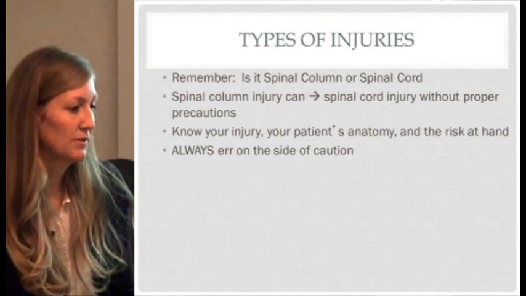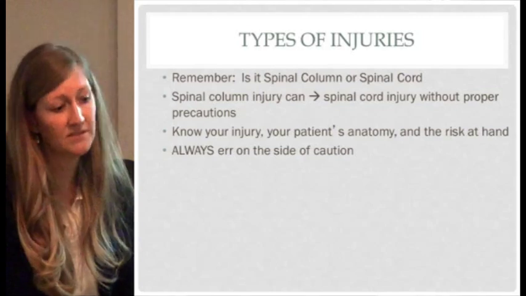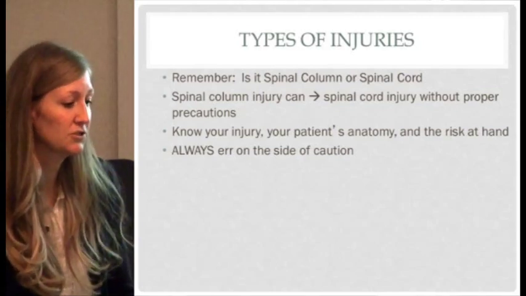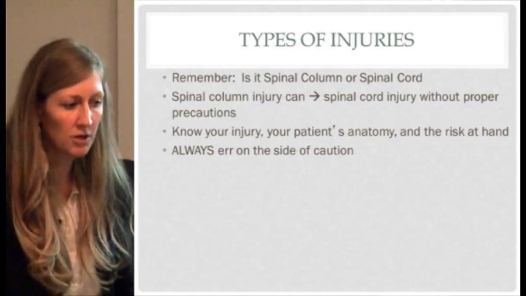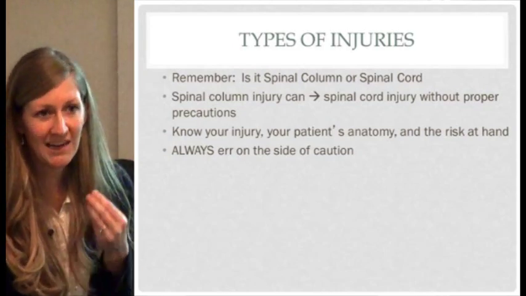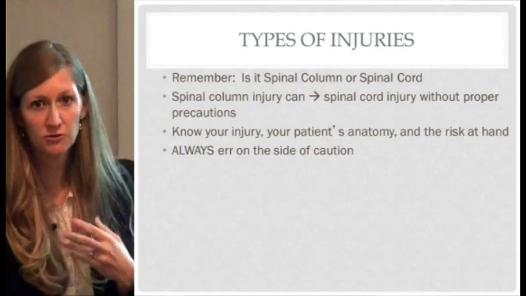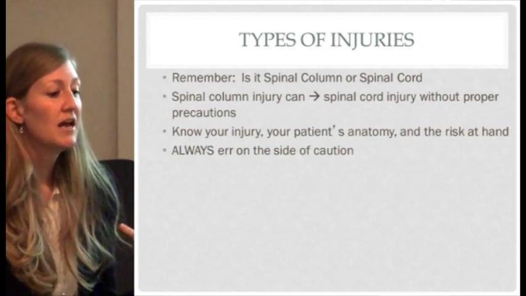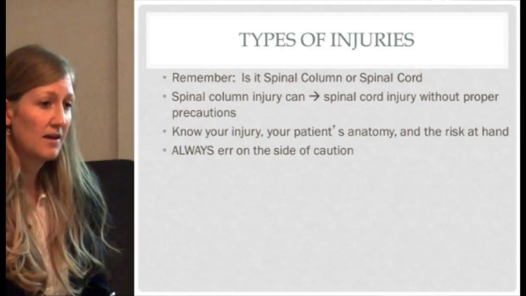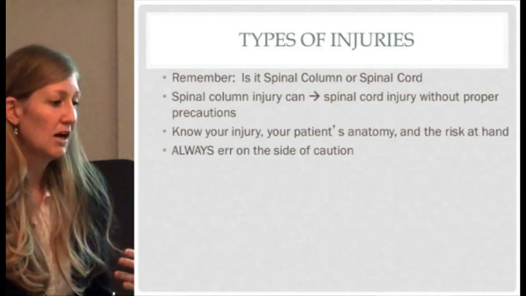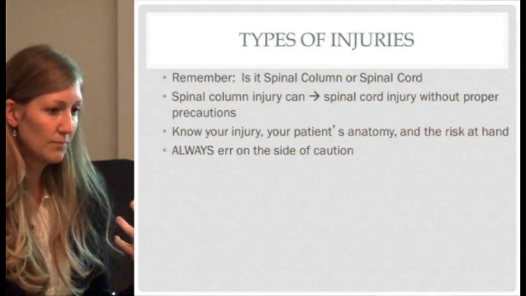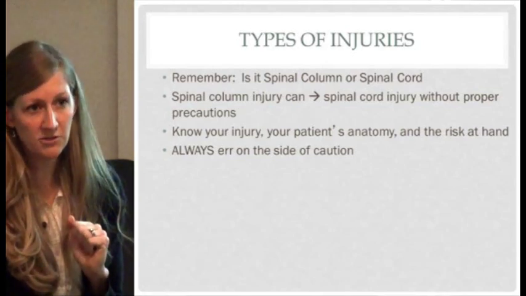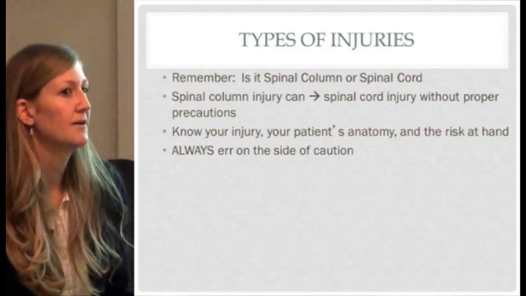So the types of injuries. Remember, is it spinal column or is it spinal cord? A spinal column injury can lead to spinal cord injuries without proper precautions. A spinal column injury would be more the bony aspect, and then the spinal cord injury would be the actual tissue itself. So it's important to know your patient's injury and your patient's anatomy and the risks at hand when you take over that patient, because if they have some sort of bony issue and they move the wrong way, they could have just given themselves a spinal cord injury. So always err on the side of caution.